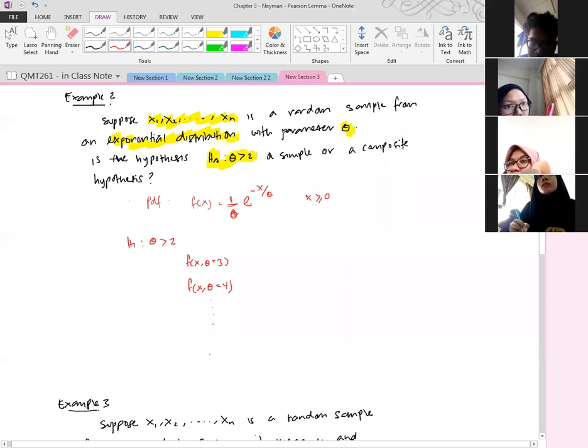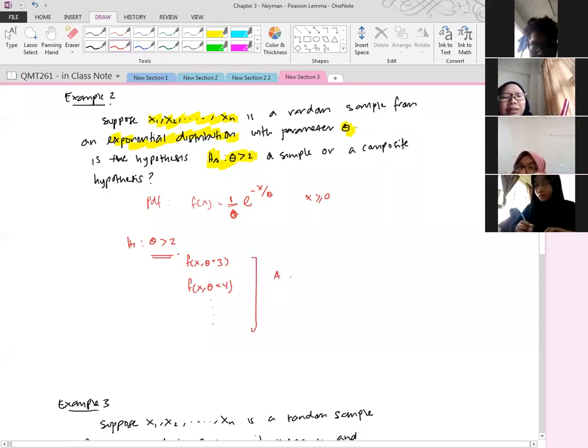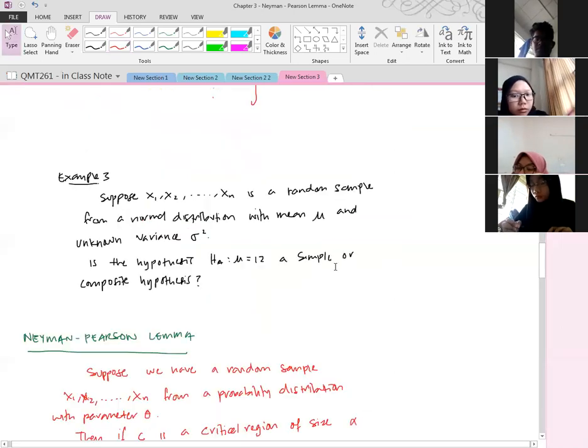because theta is more than 2. So we don't have a uniquely specified distribution. This one is not a simple hypothesis, it is actually a composite hypothesis, because we don't have a unique specified value. We have many values of that parameter theta, right? Now look at example number 3.